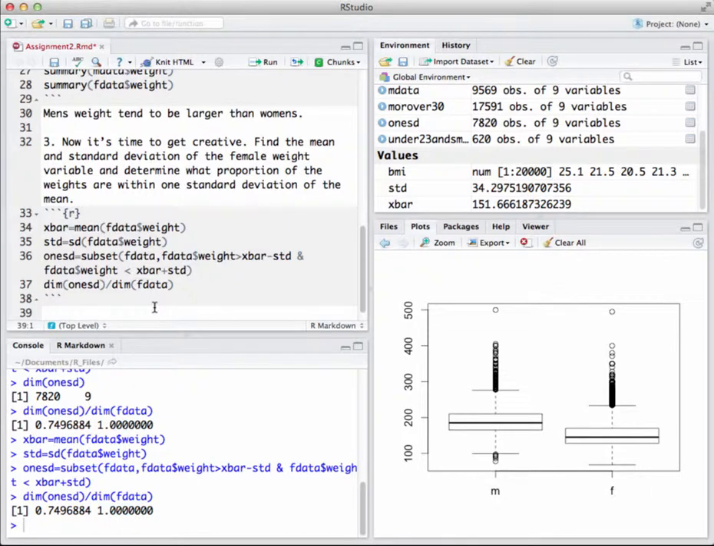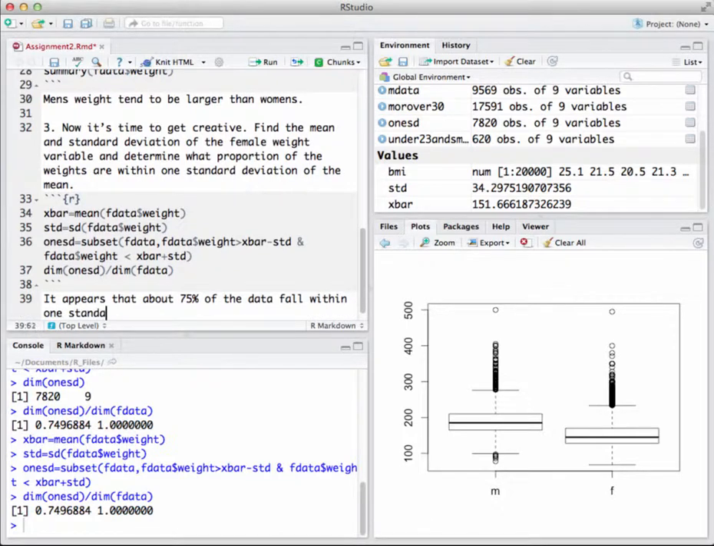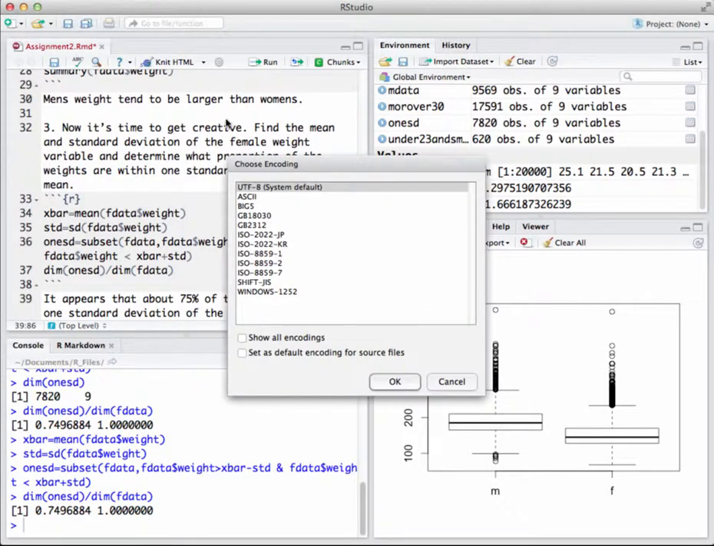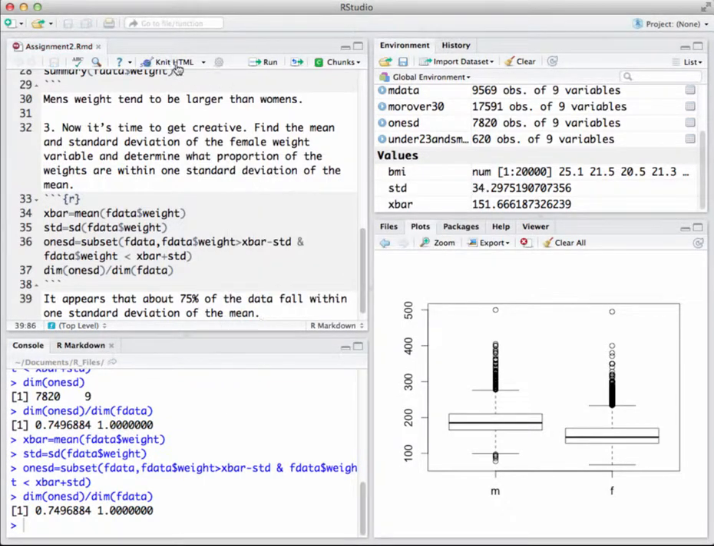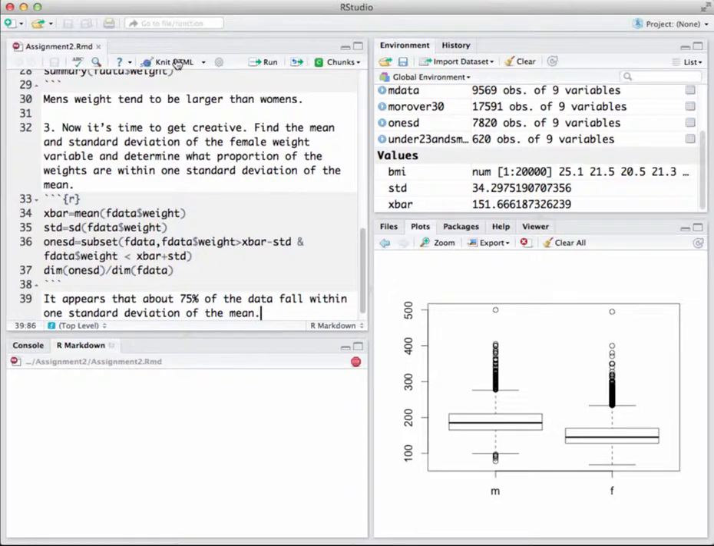Okay, and so coming down here, we're going to say it appears that about 75% of the data fall within one standard deviation of the mean. Okay, cool. That was a long, arduous path. Hopefully you got something out of that. Go ahead and save that real quick, and go ahead and knit it. Let's just make sure it's going to work and not blow up on us.